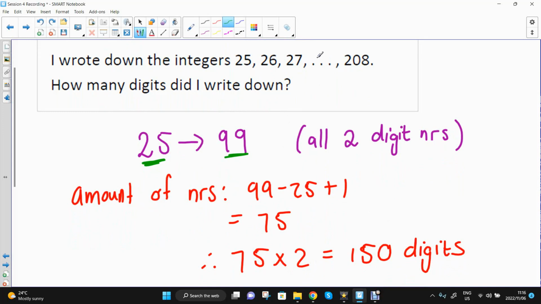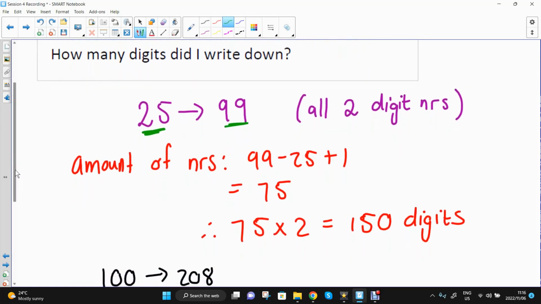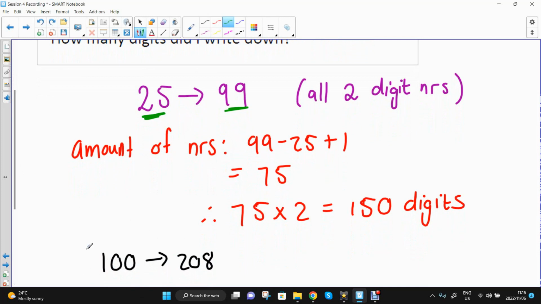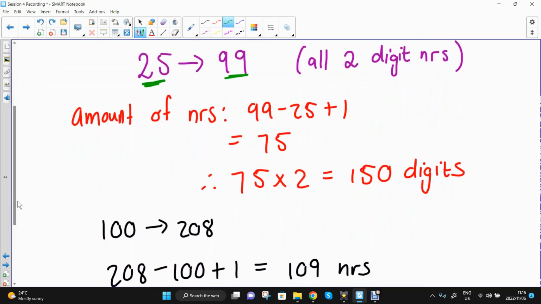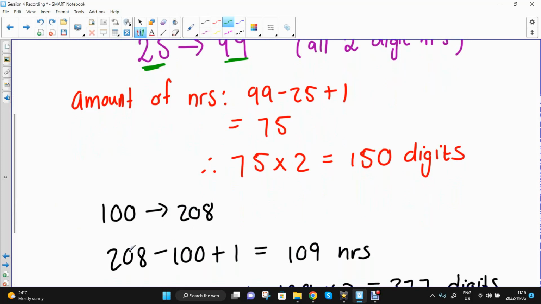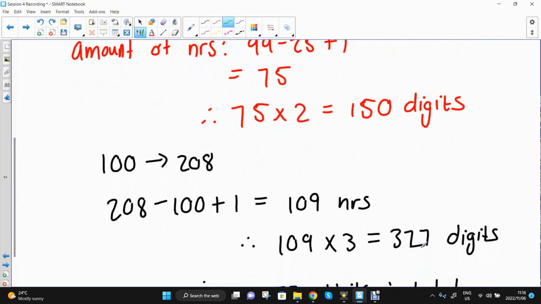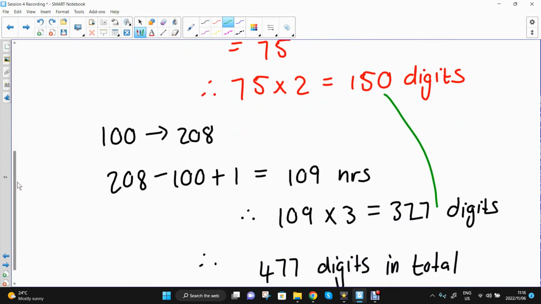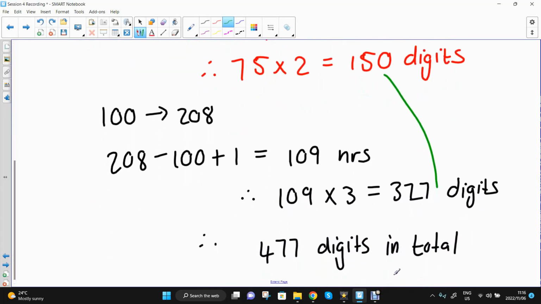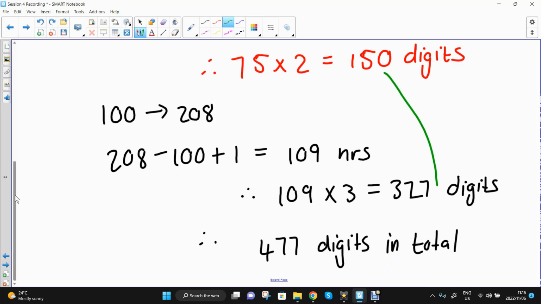Then I need to worry about all the numbers from 100 to 208. So I want to know how many numbers there are between 100 and 208. Again, I'm going to say 208 minus 100 plus 1. That gives me 109 numbers, and all of these numbers have 3 digits. So 109 times 3 gives me 327 digits. And then I add all these digits together to get the total number of digits that I am using. So your final answer for this one is 477 digits in total.